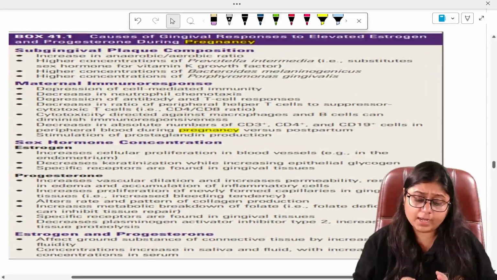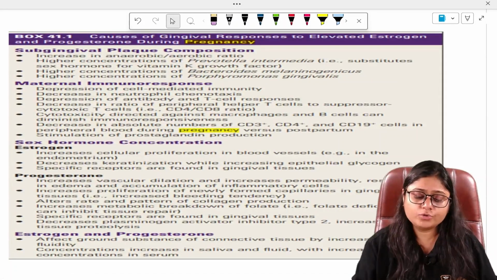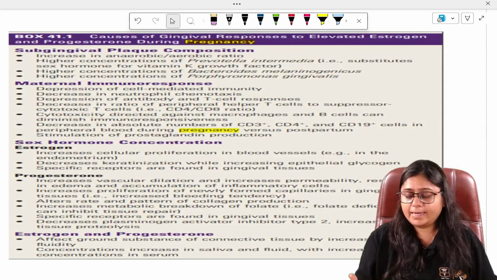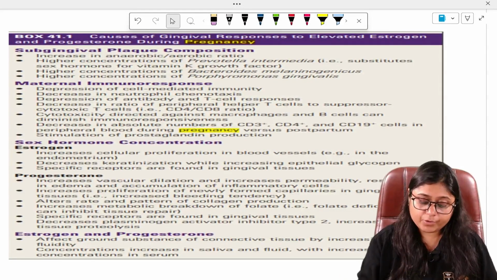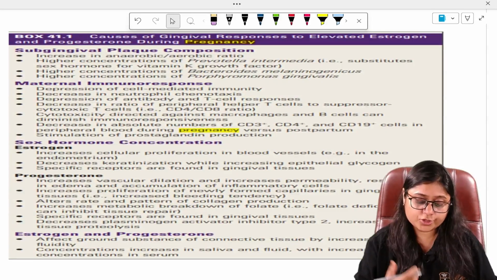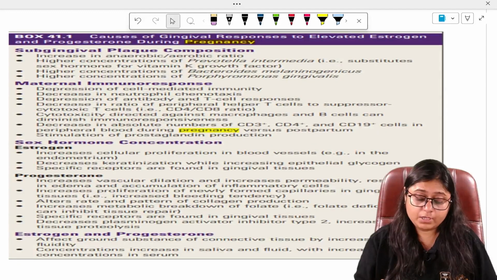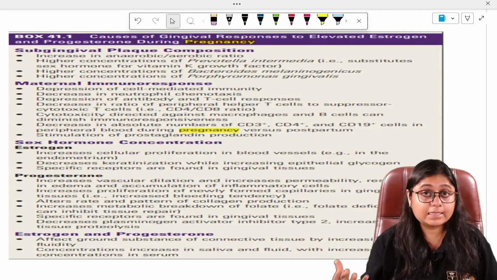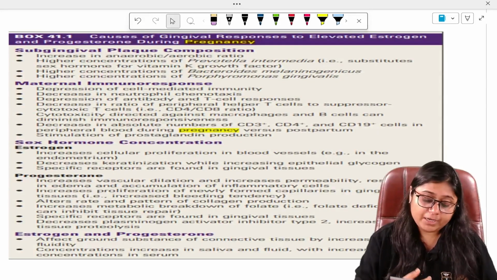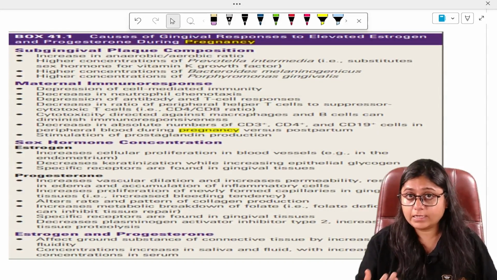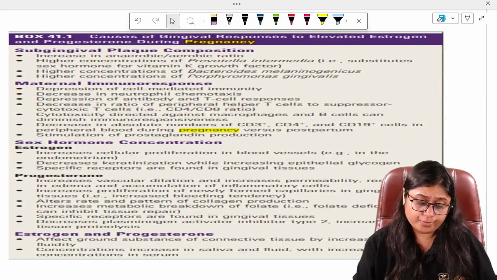Now this is a table from Carranza. You can take a screenshot of this table and go through it once, to see what changes occur in a pregnant patient because of estrogen and progesterone in the subgingival plaque composition, maternal immune response, and sex hormone concentration. Estrogen is responsible for increasing certain bacteria such as Prevotella intermedia because it provides the nutrition source to Prevotella intermedia. Similarly, progesterone is responsible for vasodilation, increased vascularity, and increased gingival inflammation. All these you should know, right?